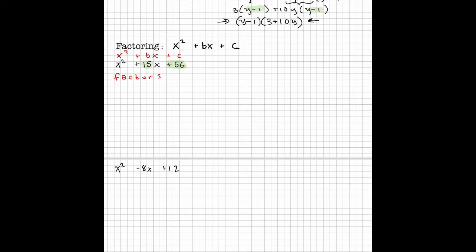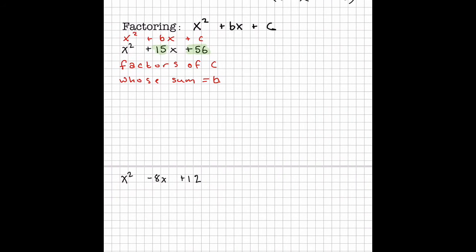Factors of c whose sum equals b. So let's take a look at that. Factors of 56. I'll just make a list.